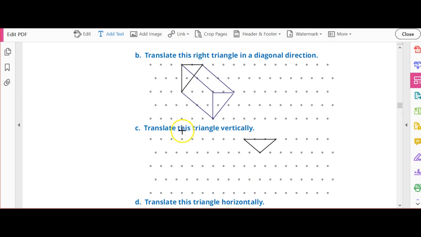Now here's going to be a vertical translation. So a vertical translation is going to be easier to see this as a right triangular prism now, as opposed to an oblique one.